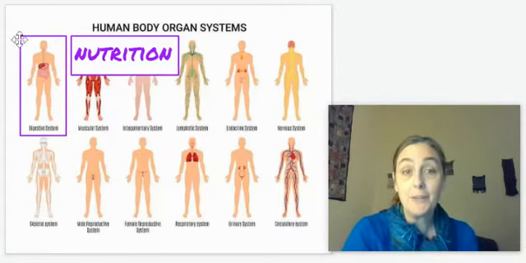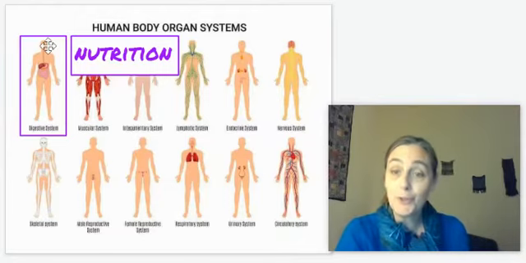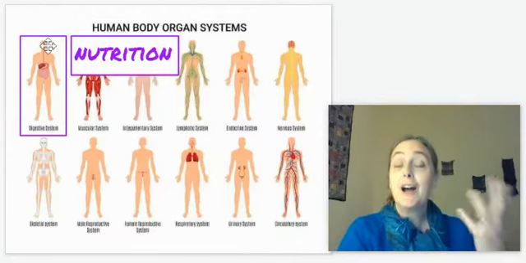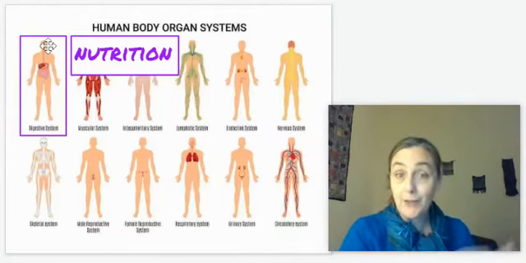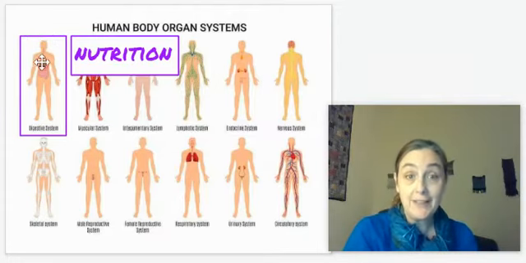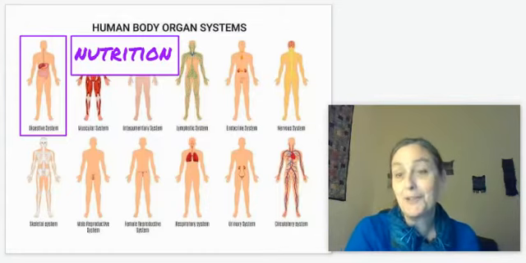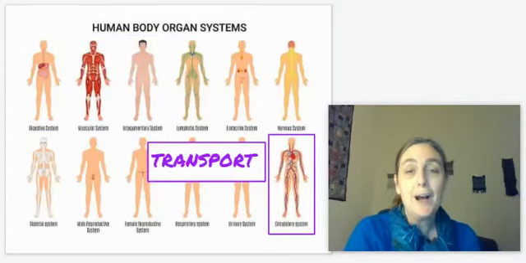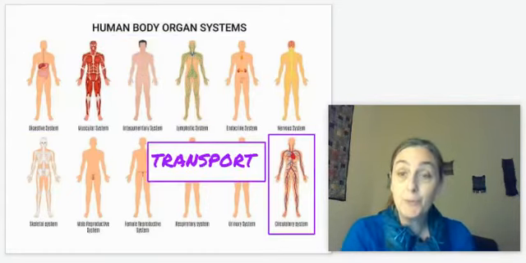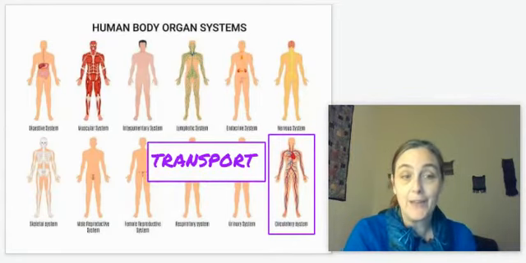We're going to start by talking about the digestive system, which performs nutrition, obtaining materials for building blocks and for energy. So that's nutrition. That's the digestive system with your esophagus and stomach and intestines and a bunch of other stuff that we'll talk about. And then we have transport. That's movement of materials to, from, and within cells. And we have the circulatory system for that.